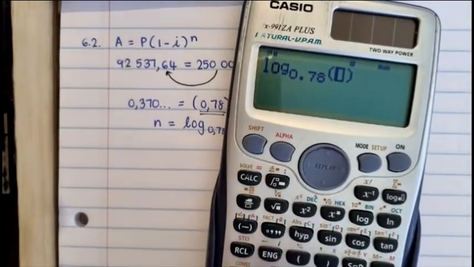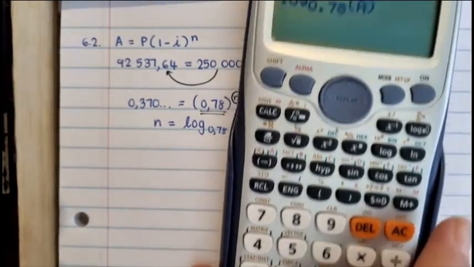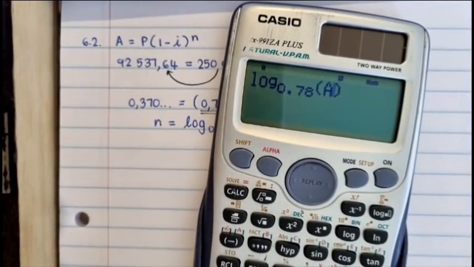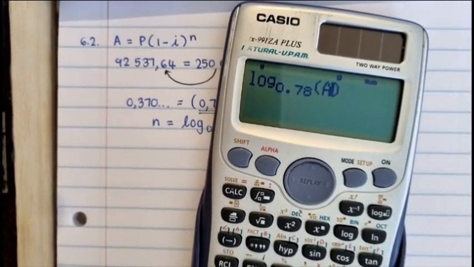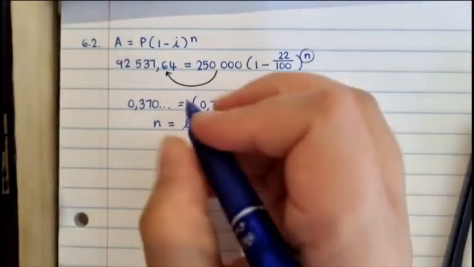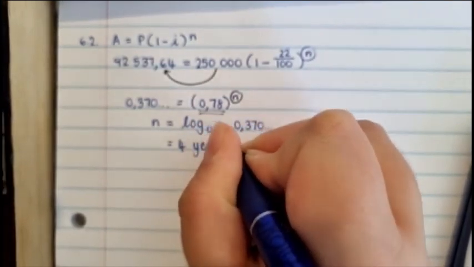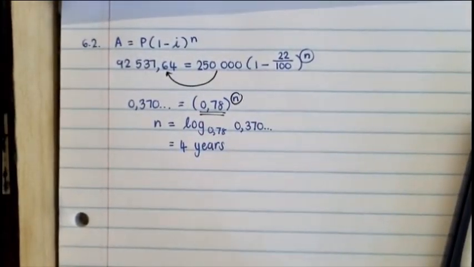So we're going to press alpha. And we're going to go to the A button. We're going to press A. And it's going to use that saved unrounded value, equals, and there we get our answer. N is 4. So 4 years, because N was years in this case.